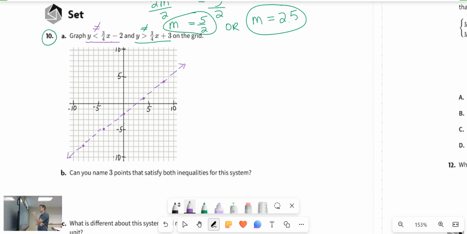So since y is less than that, we are only taking the y values, right? We're only taking points where y values fall underneath that line, less than that line. So that is going to be the portion that is down here. So we're only looking at the stuff that is down here, right? So that's going to be our pink and purple.